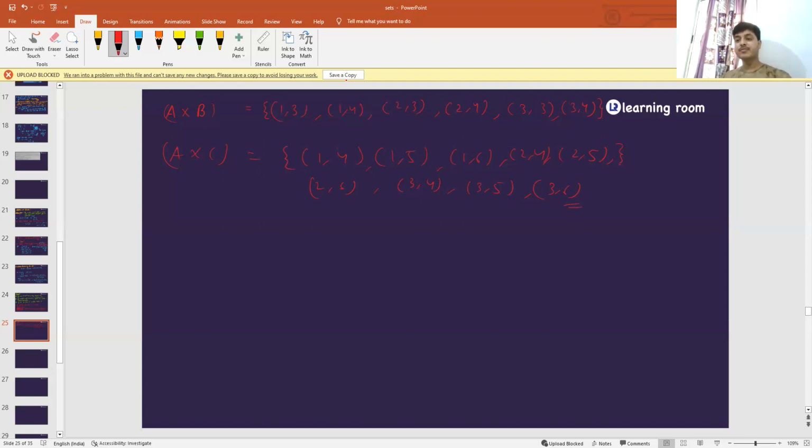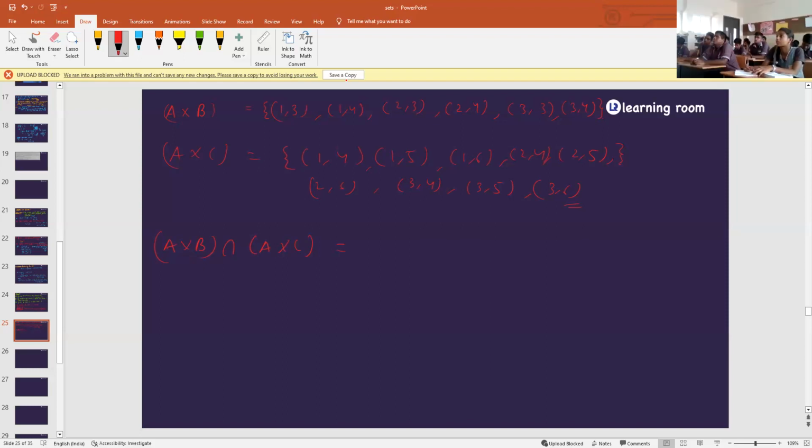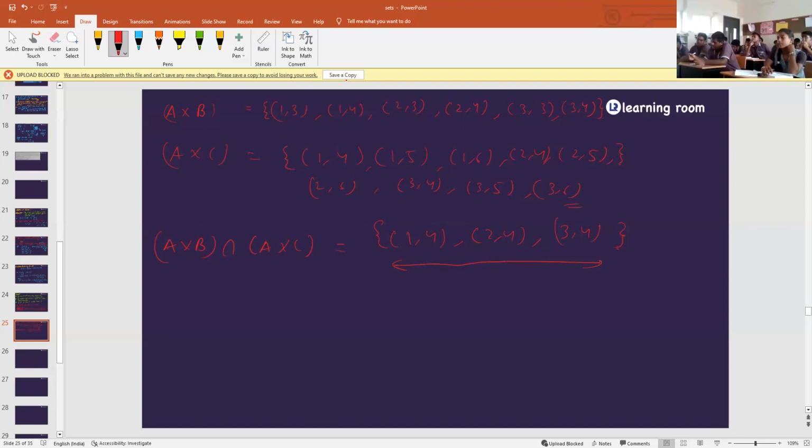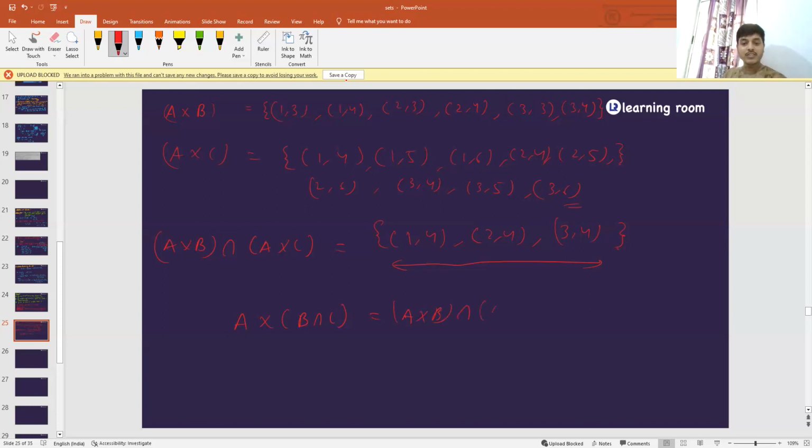Agree? Right? What is A cross B intersection A cross C? Now this you tell me. 4. Okay, 1, 4; 2, 4; that's correct; 3, 4. Did you see anything like this just before? A cross B. So can I say that A cross B intersection C is the same as A cross B intersection A cross C?